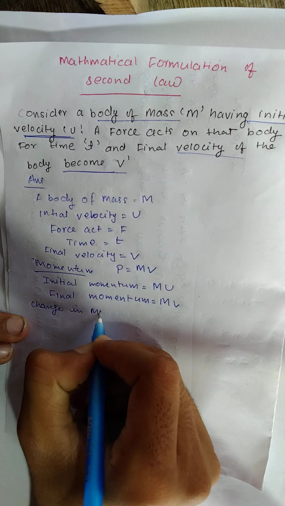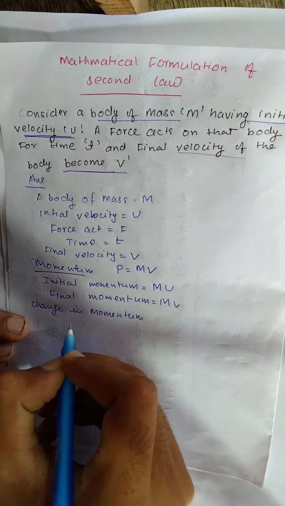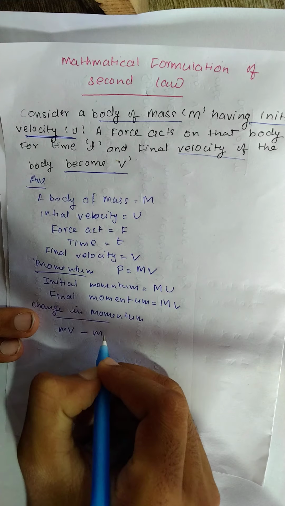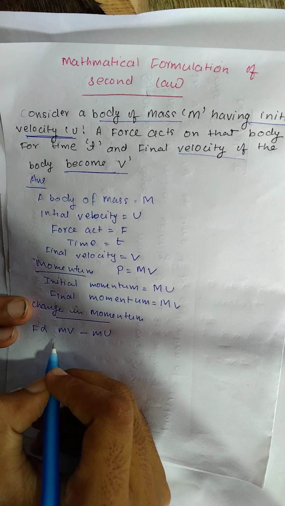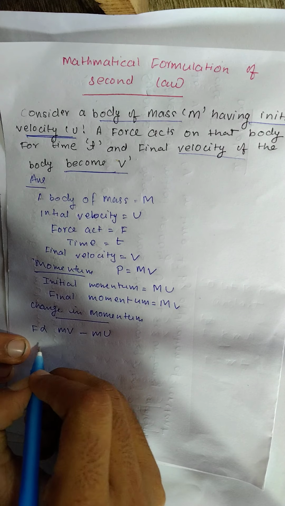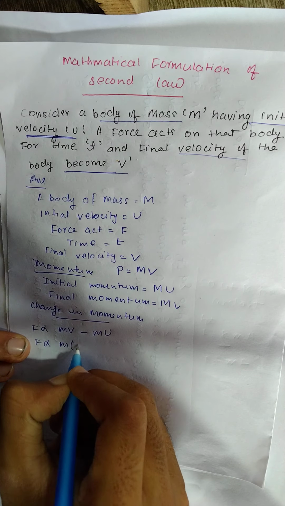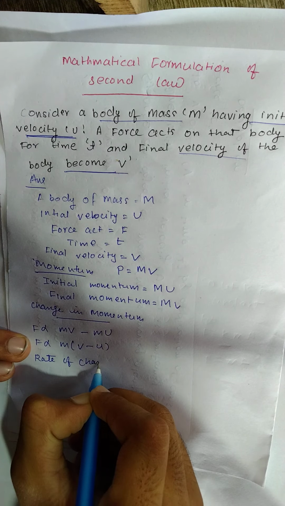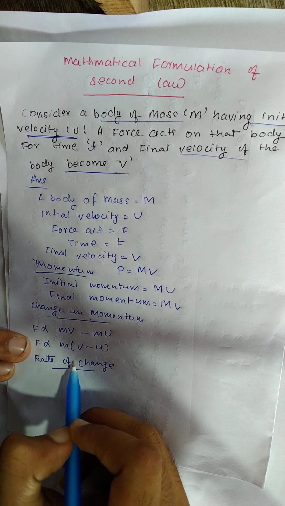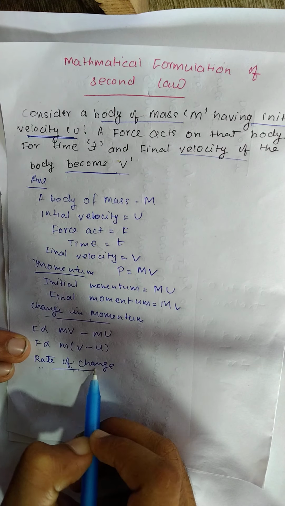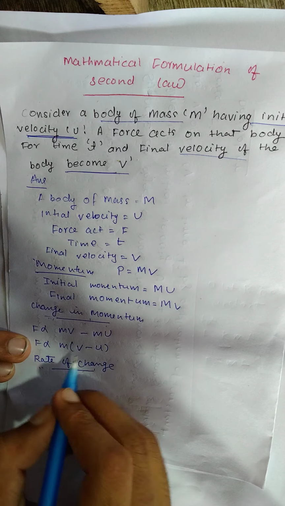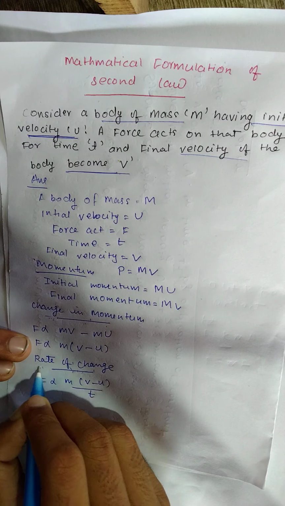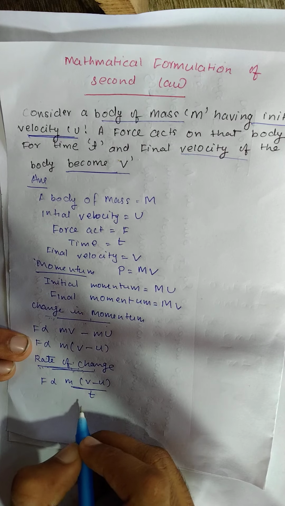Then we have the change in momentum. The change in momentum will be mv minus mu. So we can take m as common, then it will become m(v minus u). Now we have to take the rate of change. The difference between change and rate of change is that in rate of change time is taken, but in change of momentum no time is taken. So F is proportional to m(v minus u) by t, because in rate of change time is there.